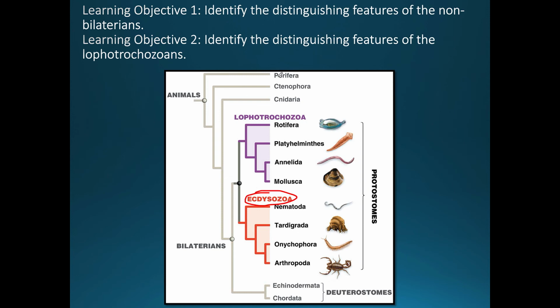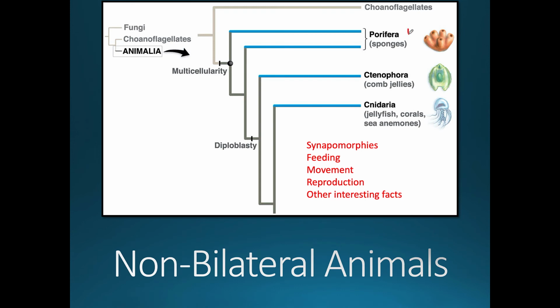Let's go ahead though and get started with our discussion of the 3 non-bilaterians. And as I said before, we'll talk about the Porifera, the Ctenophora, and the Cnidarians. In doing so, we'll talk about some common synapomorphies of each of them, how they feed, their movement, reproduction, and cover some other interesting facts. Some of this we've mentioned in passing, but this will be a nice way to bring all that information together within each of the phyla.